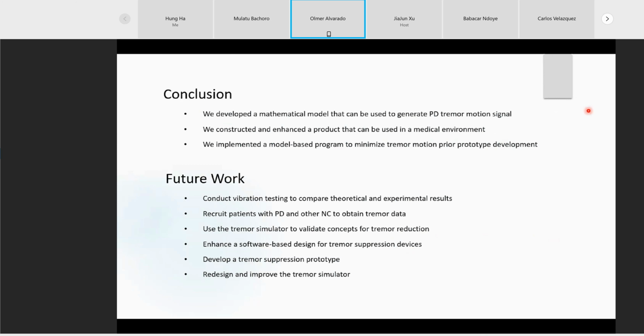And just like Lad mentioned, this project has a lot of engineering concepts, so we can improve this platform.